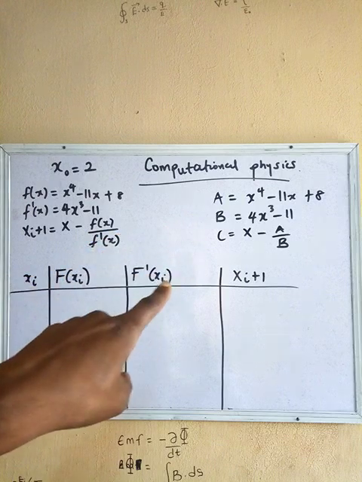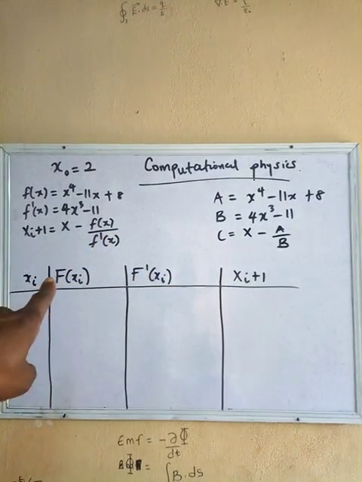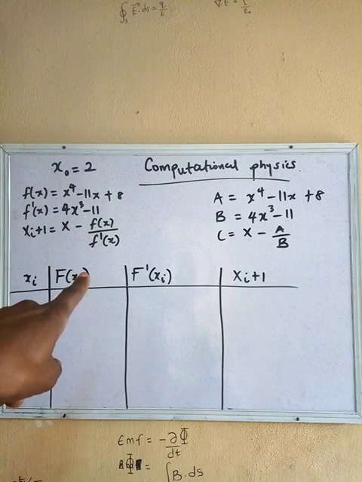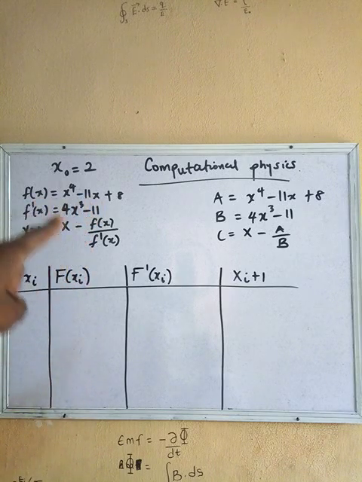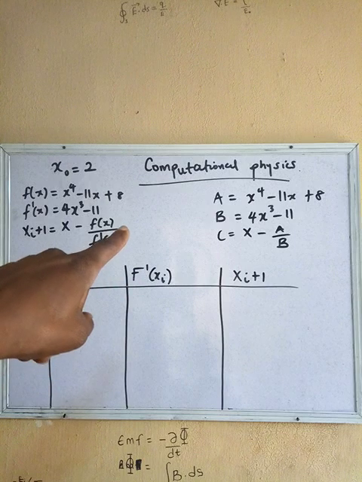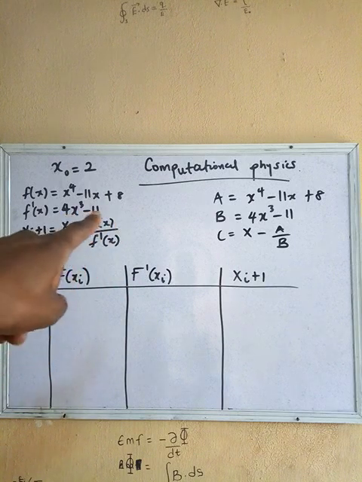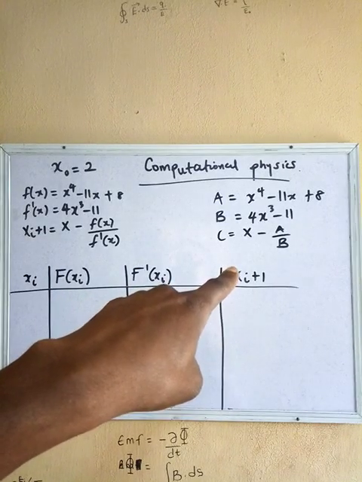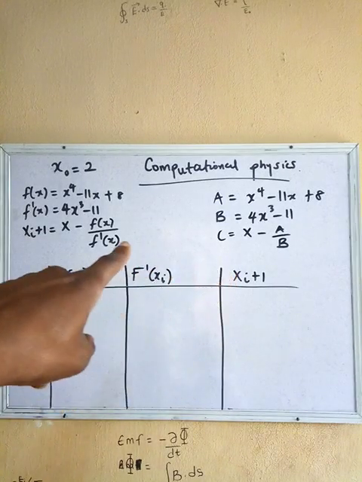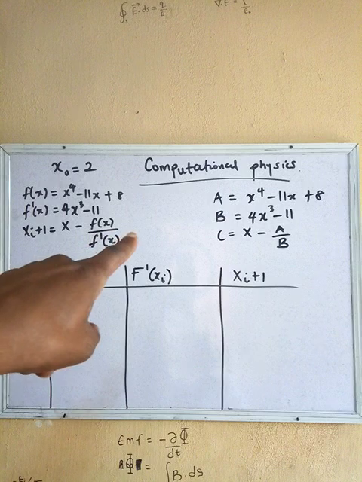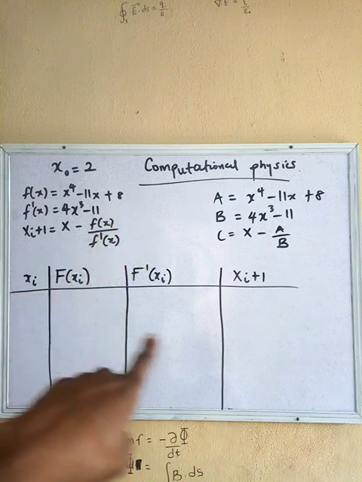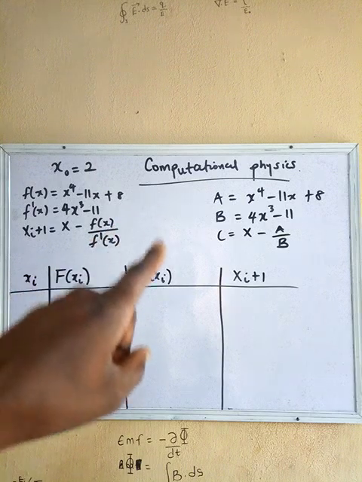And on this table, x_i is our initial guess, f of x is the numerical value we are going to get if we insert the value of x in this function, and f prime of x is the numerical value we are going to get when we insert the value of x in this function, and this x_(i+1) is going to be the numerical value when we subtract f of x divided by f prime of x from x. So we are going to do this problem all using a calculator.